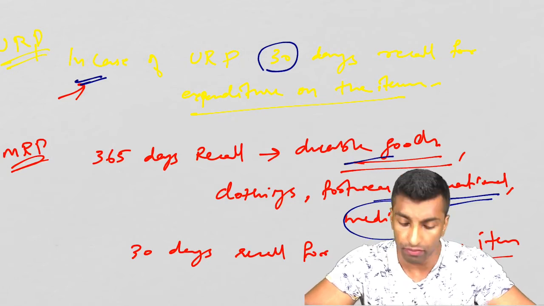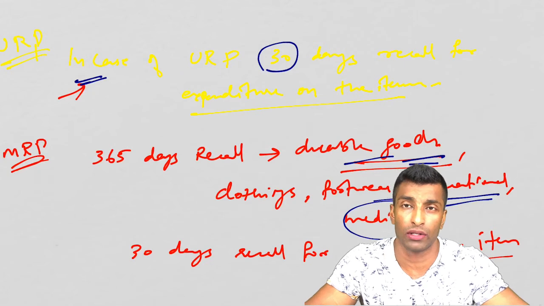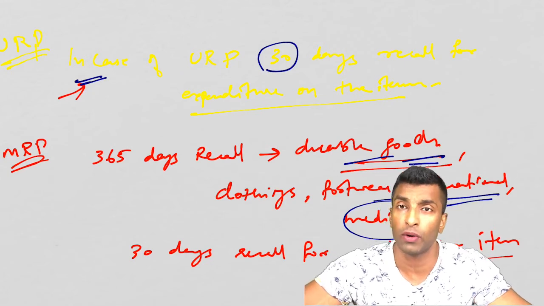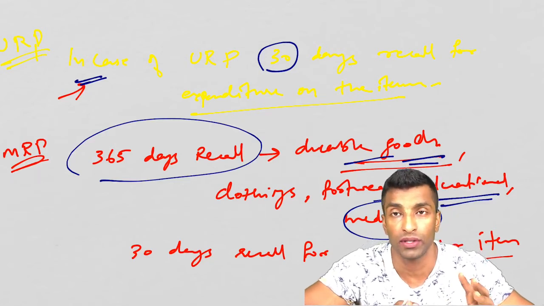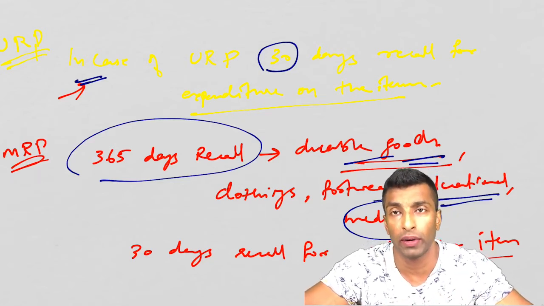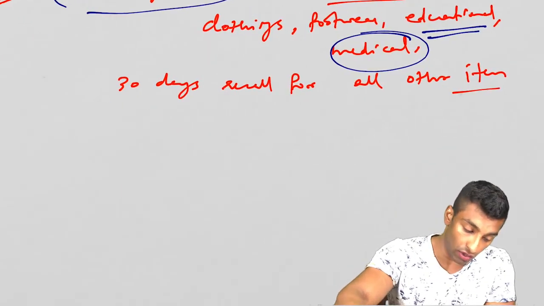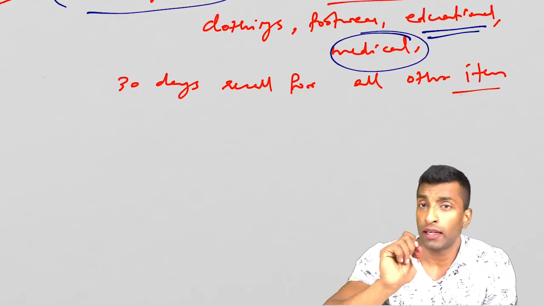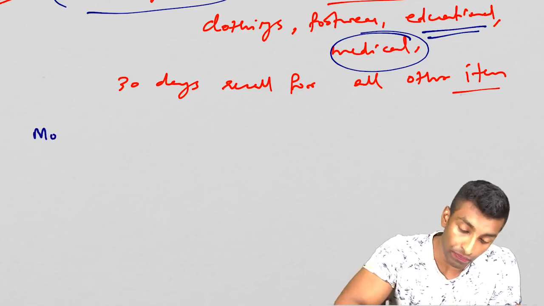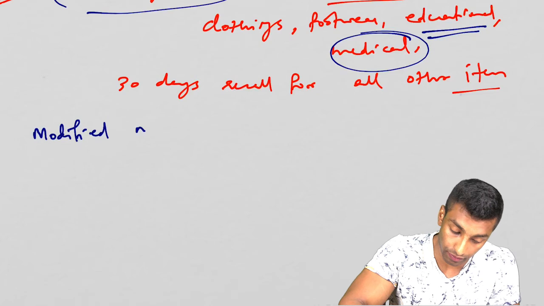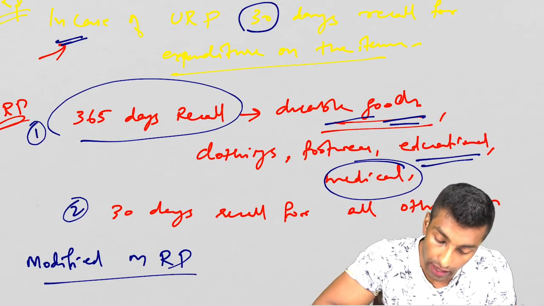Similarly, if you bought a car, or some furniture because of Diwali or some festival, you may automatically come out of poverty. That is the reason for 365 days, because you are not going to buy these items every month, maybe only once a year. So for all other items, 30 days recall is given. Then one more method is there, which is used under the Dr. C. Rangarajan Committee. That is the modified mixed recall period. Let me write this as 1 and this as 2.